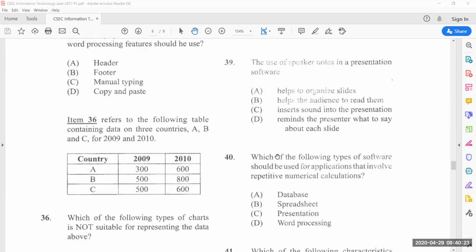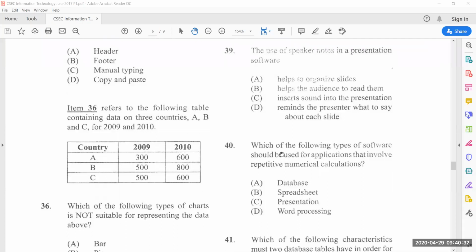Moving on to 39. The use of speaker notes in a presentation software does what? Does it help to organize the slides, help the audience to read them, insert sounds into the presentation, or remind the presenter what to say about each slide? What do you have for 39? So that B. That is helps the audience to read them.